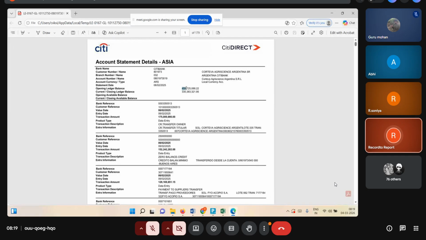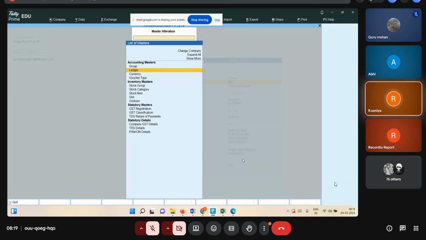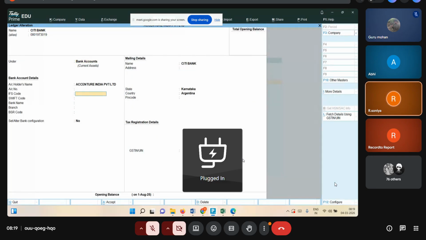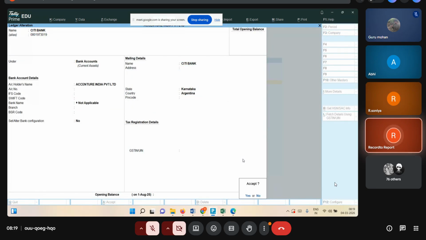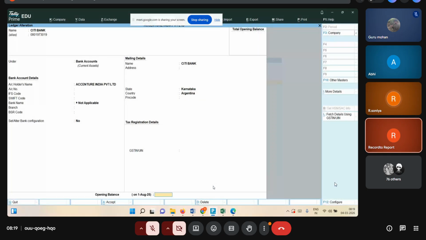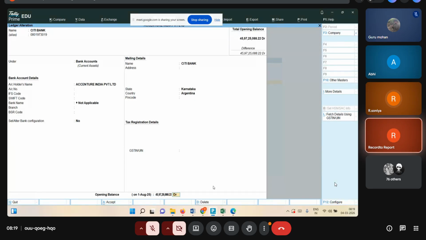Okay. See now, what is the first transaction in the bank account? So assume the opening balance of this bank account is how much, guys? What is this opening balance? Assume this date, you can take anything. So this opening balance as of this particular date is this. What is the opening balance of this account, guys?